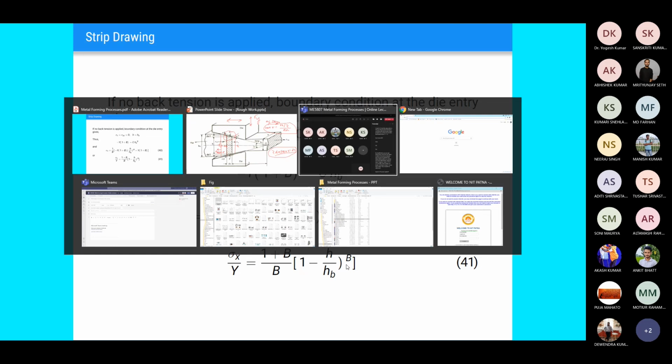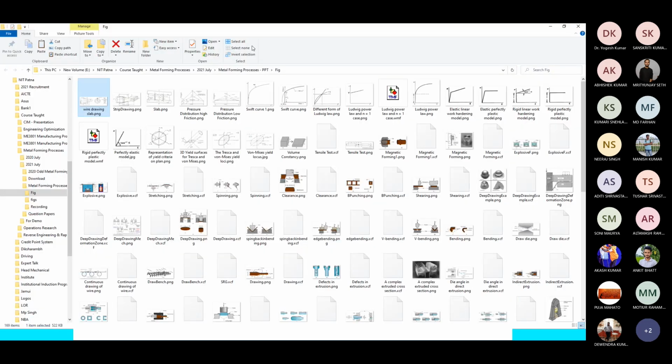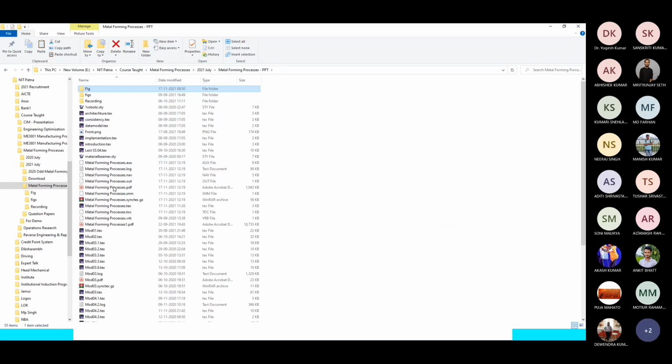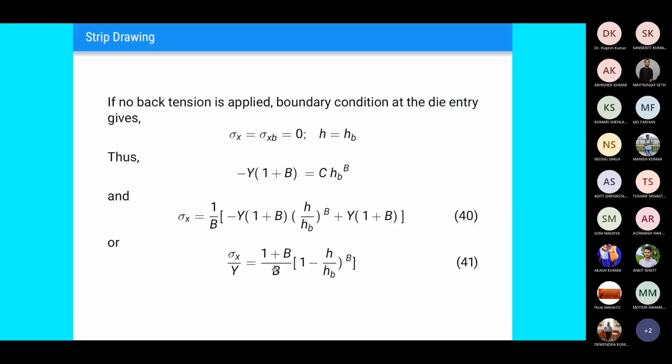Just a second, let me see this, otherwise I will miss it. We have one correction at this equation: a small bracket has been missed. This will be h upon hb raised to the power b. This will be your equation number 41.